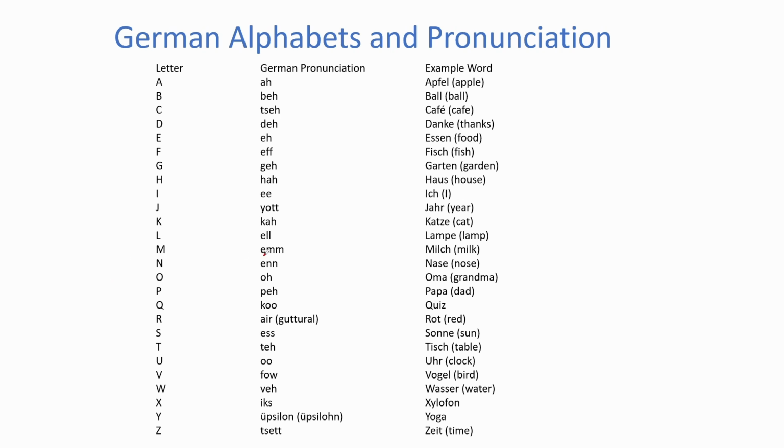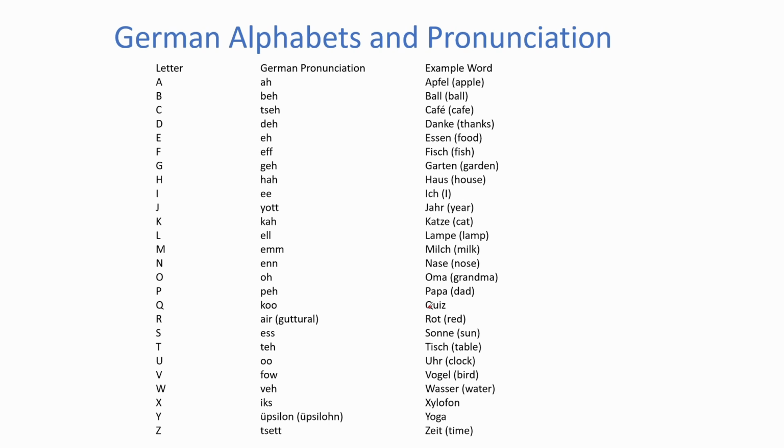Letter N is pronounced as N. The example word is Nase. That means nose in English. Letter O is pronounced as O. For example, Oma. Oma means grandma in English. Letter P is pronounced as P. For example, Papa. That means dad.